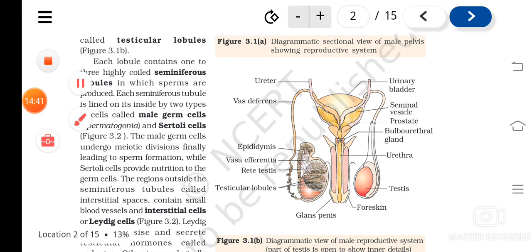Testis, then rete testis, then to vasa efferentia, then epididymis, then vas deferens, that will arch over, or loop over the ureter, and open into the opening which is common for both the excretory and the reproductive system. Understood? And it also receives the secretions of various glands.